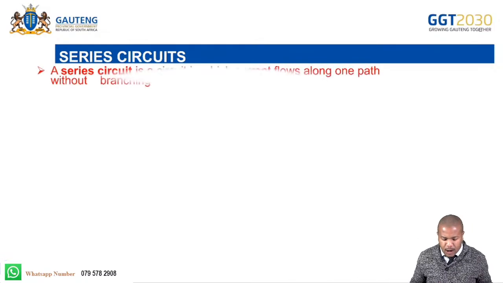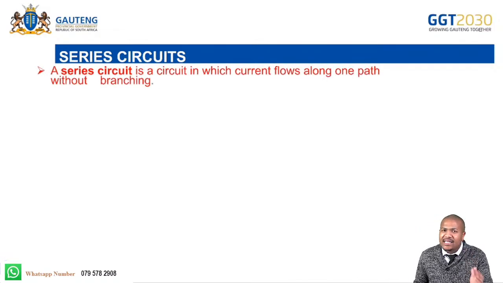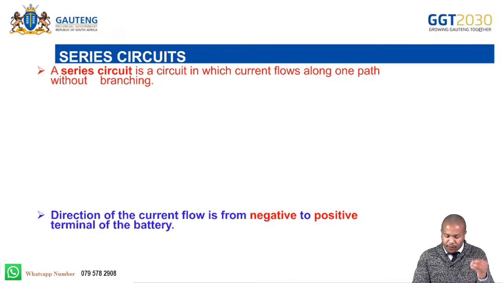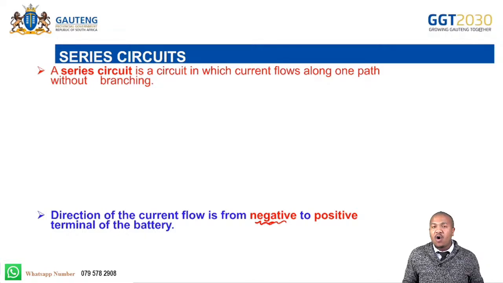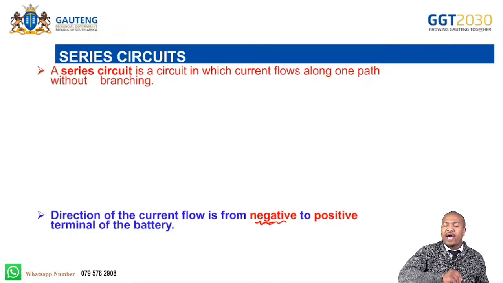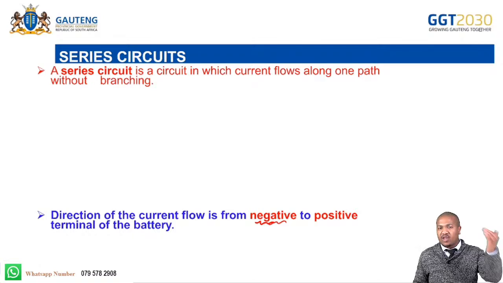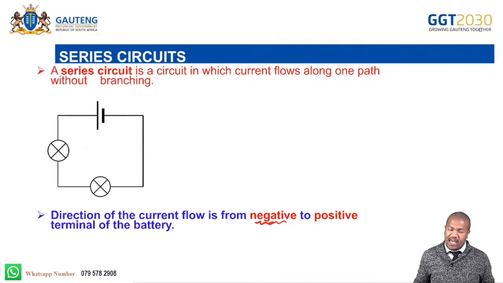So a series circuit is an electric circuit that has only one pathway for the current to flow. As it says here, it is a circuit in which current flows along one pathway without branching. Are we together? So now, how does it flow? The direction of this current comes from the negative terminal of a battery into the positive terminal of a battery along the whole circuit. So let's look at the circuit, for example.